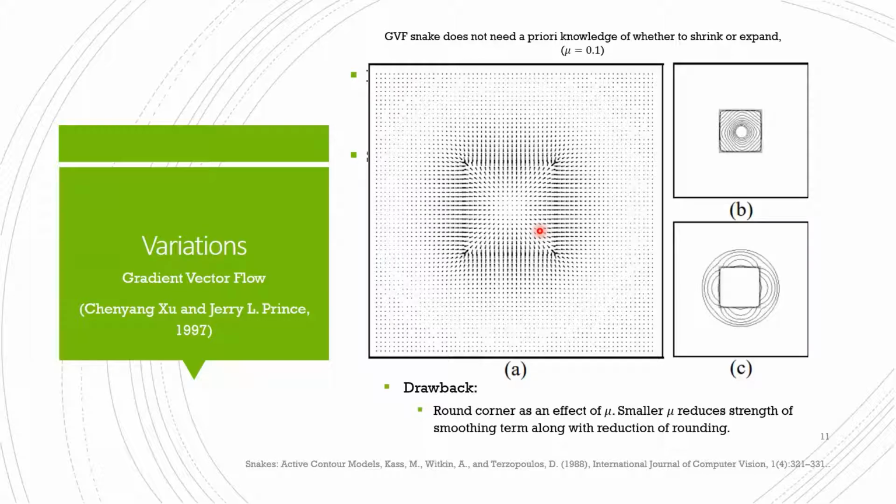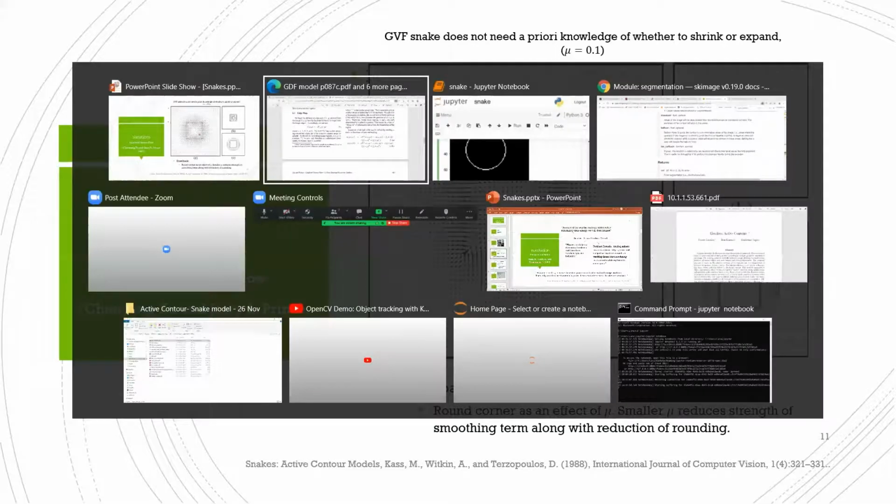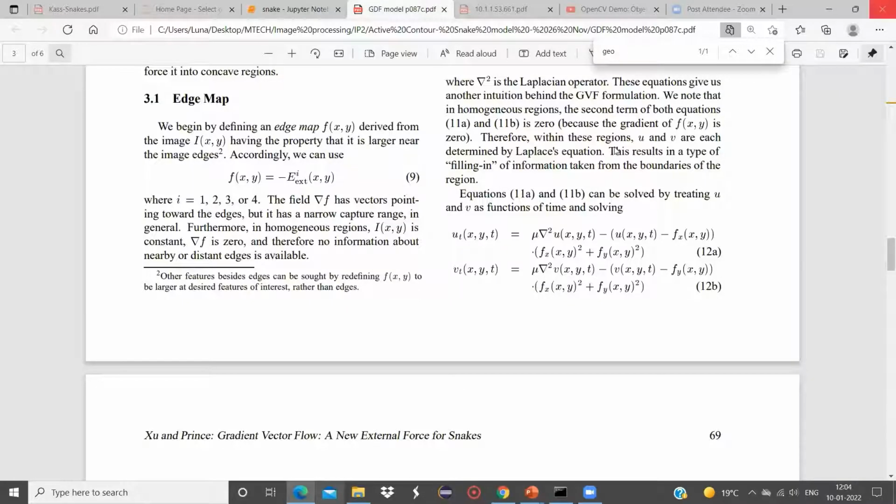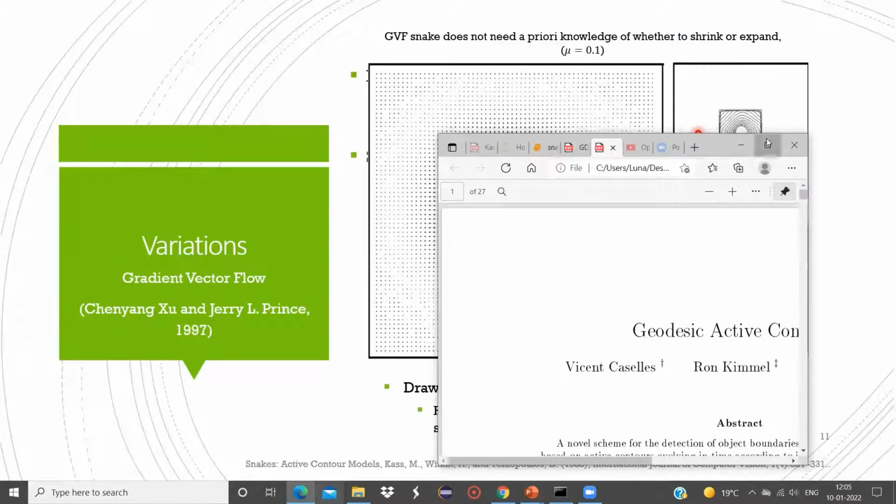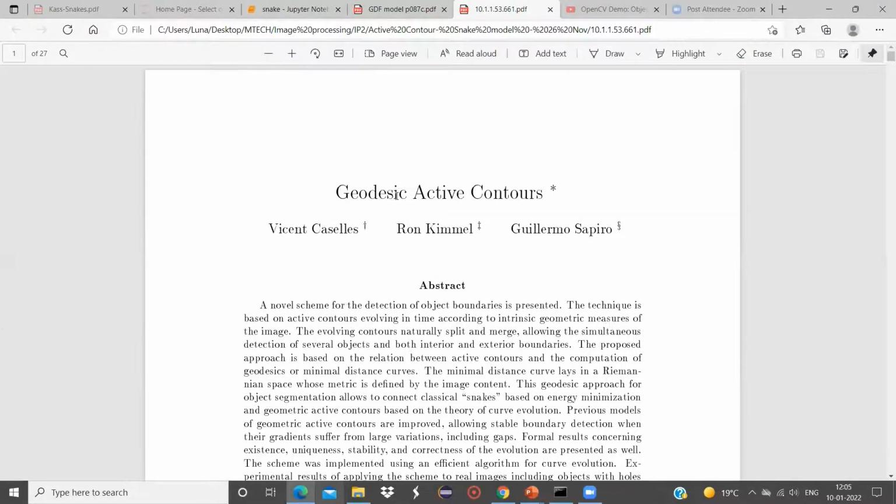There is also another variation that is better than these two variations that I will not discuss. It's a geodesic snake. Till now, whatever we have discussed are parametric definitions of snake, but that is a geometric definition. There is a paper, you can refer to it if you are interested. Geodesic active contour. There are other papers also regarding this.